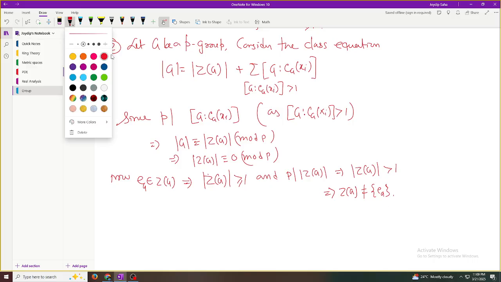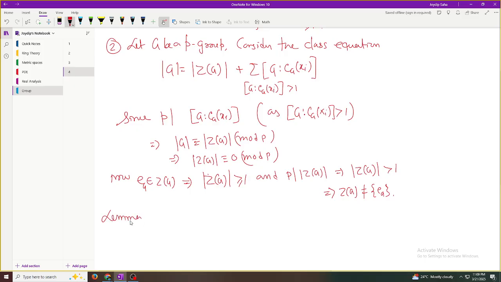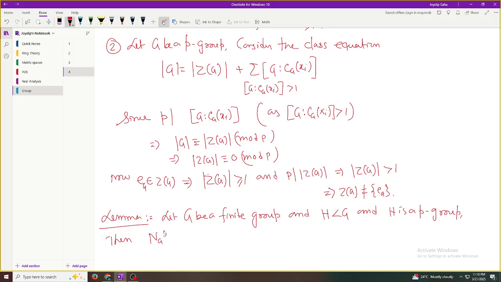And another lemma. Let G be a finite group and H a subgroup of G, and H is a P group for some prime P. Then the index of H in the normalizer, N_G(H) colon H, is congruent to G colon H modulo P. Proof.